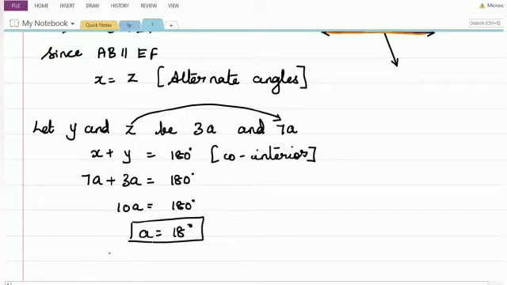Now let us find out the value for X. They have asked us to find the value for X. So X is equal to, what is X? X is equal to Z, which is equal to 7A. That is 7 into 18. So just multiply 7 into 18. It will give you 126 degree.